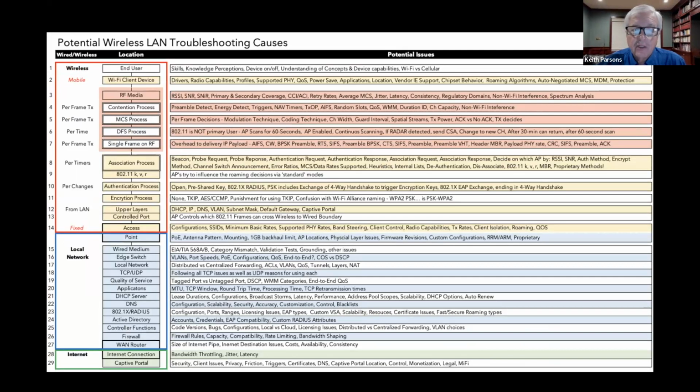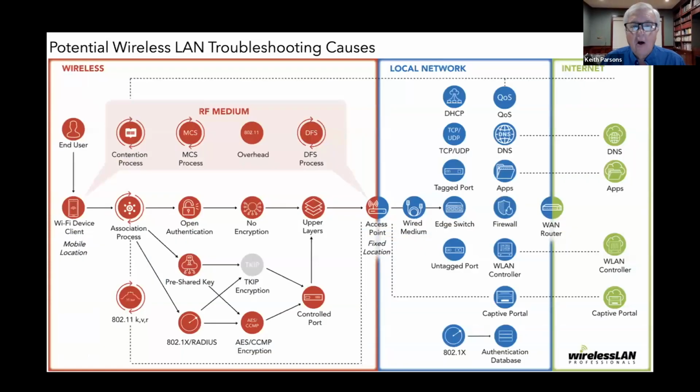So if we just go down the third one down, it says RF media. And the things that you can check in RF media are SNR, primary data rate, secondary data rate, RSSI, co-channel interference, adjacent channel interference, average MCS, jitter, latency, consistency, and so on. There are lots of things on that one issue. Well, I put all those into little bubbles to see how they all interacted.